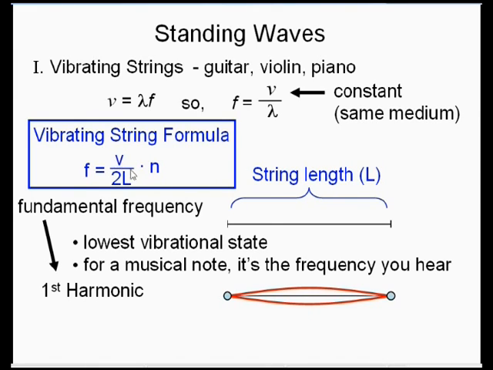It's going to be the speed divided by double the length of the string, and that's because this right here is only half of a wave. A full wave is going to be twice as long as that. And then for the different harmonics, you're going to multiply it by the harmonic number. In this case, the harmonic number is 1 for the first harmonic.